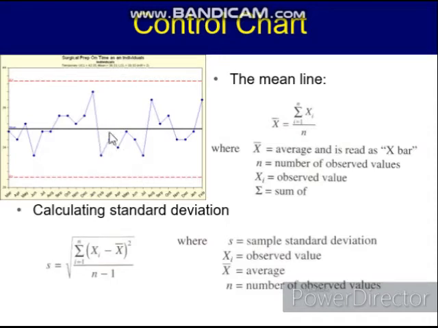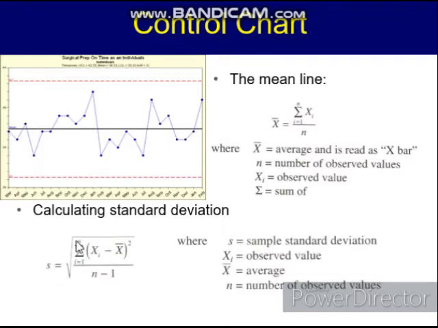So basically you're going to get the average value, where x bar is the average, n is the number of observed values, xi is the observed value, and this is the symbol of summation. So that's quite straightforward. Now, to calculate the standard deviation, this is the equation.